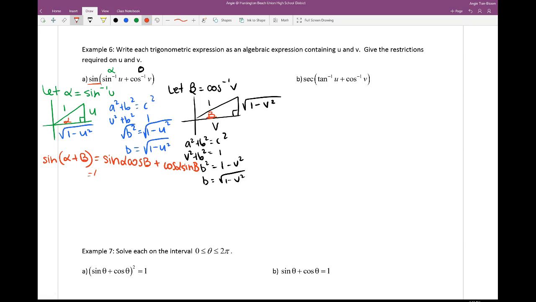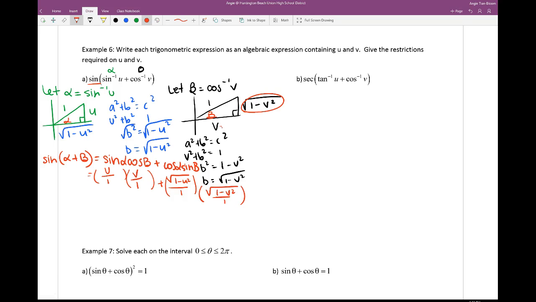So sine of alpha is, sine is opposite over hypotenuse. Cosine of beta is, beta is over here, so cosine is adjacent over hypotenuse, plus cosine of alpha. Alpha is over here, adjacent 1 minus u squared over 1, times, sine is over here, I have opposite 1 minus v squared over 1.